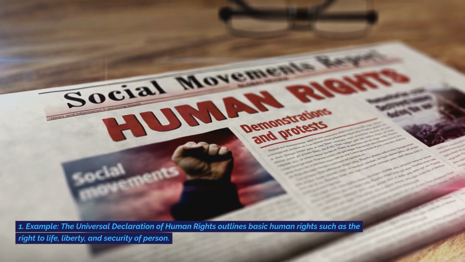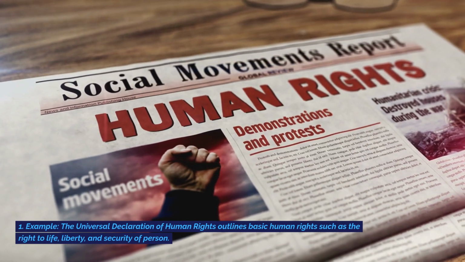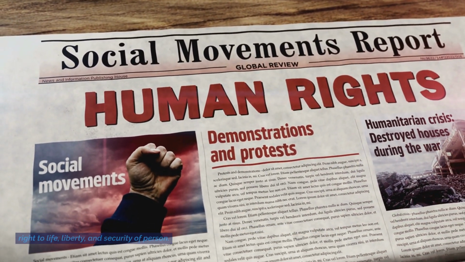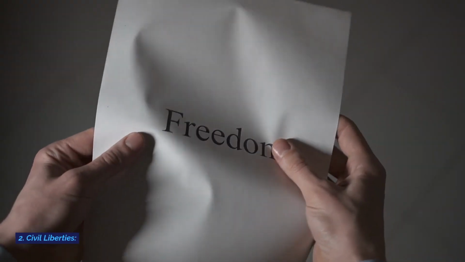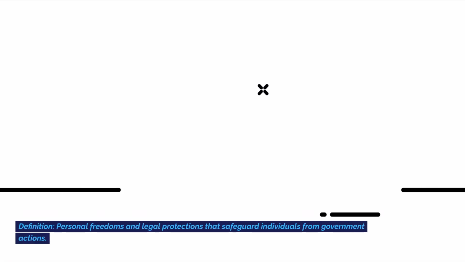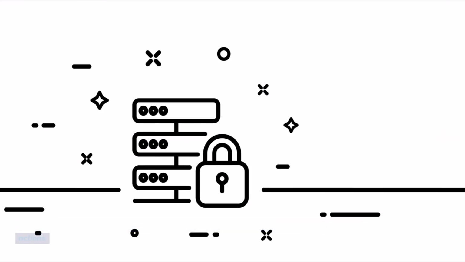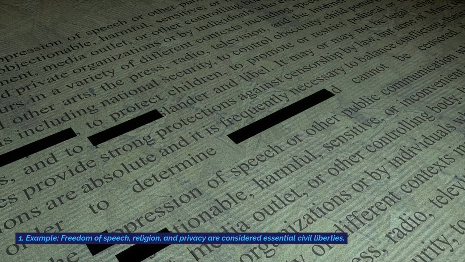1. Example: the Universal Declaration of Human Rights outlines basic human rights such as the right to life, liberty, and security of person. 2. Civil liberties. Definition: personal freedoms and legal protections that safeguard individuals from government actions. 1. Example: freedom of speech, religion, and privacy are considered essential civil liberties.